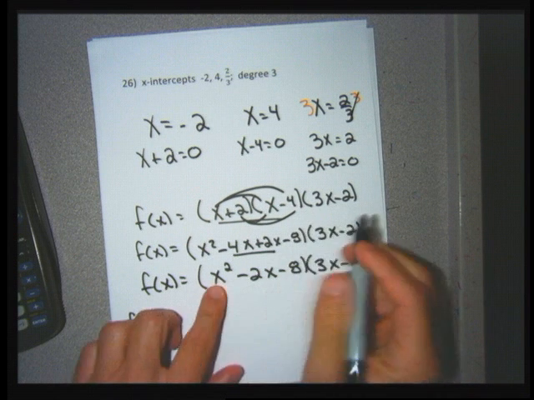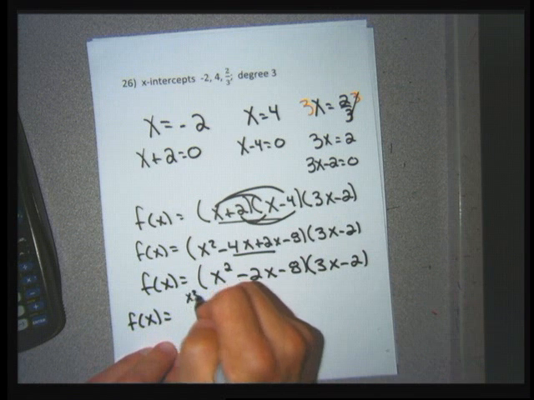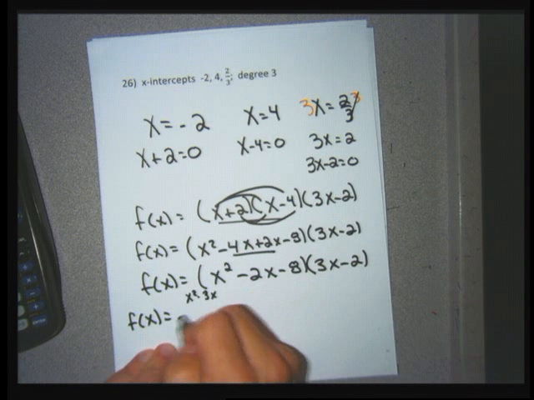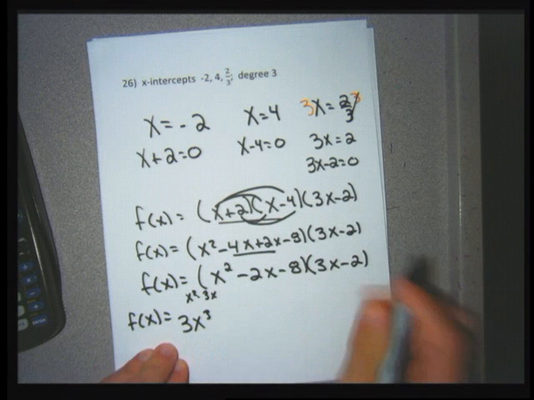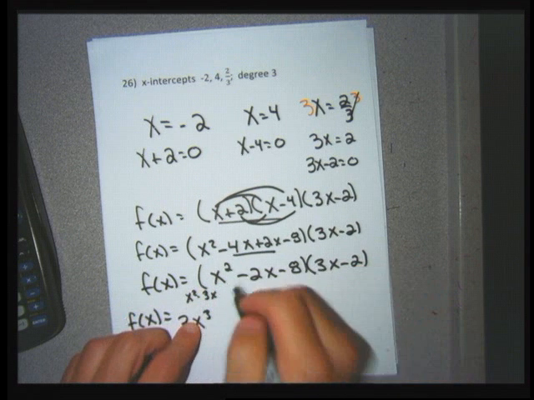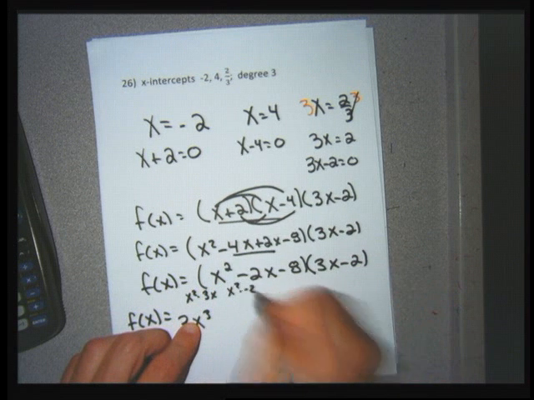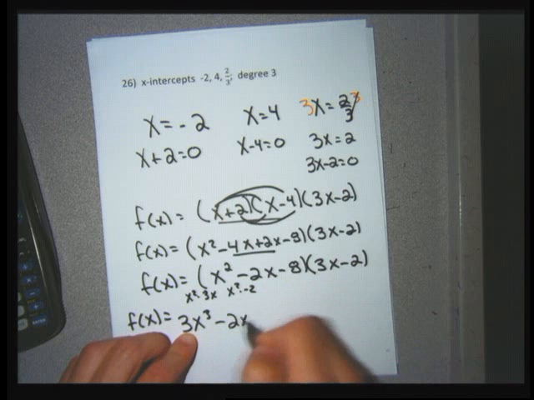First thing I'm going to do is multiply x squared times 3x. That's going to give me a 3x cubed. Then I'm going to multiply x squared times a minus 2. That'll give me a minus 2x squared.